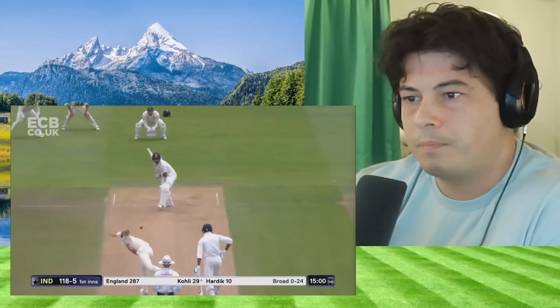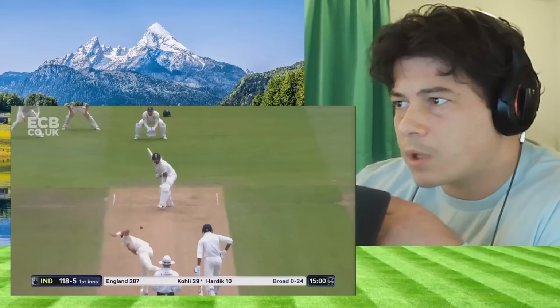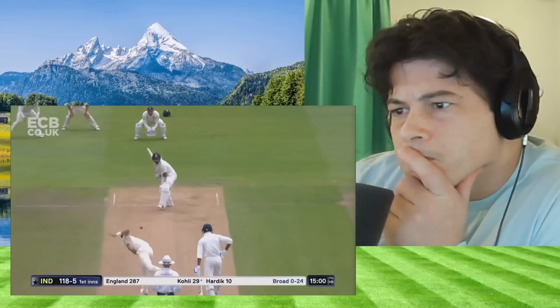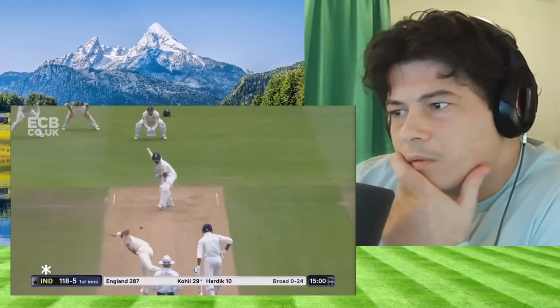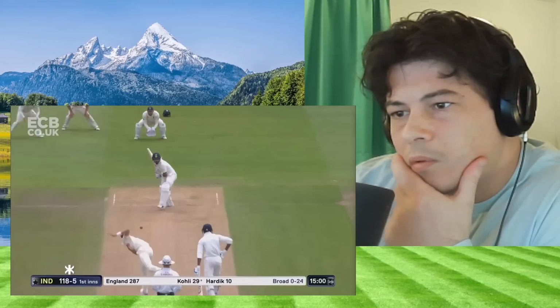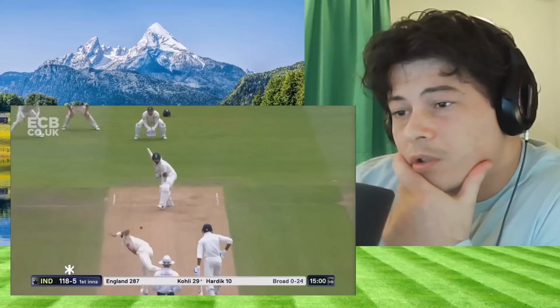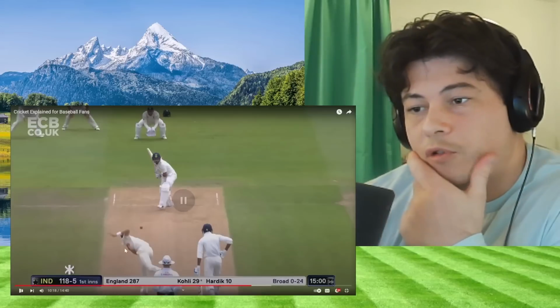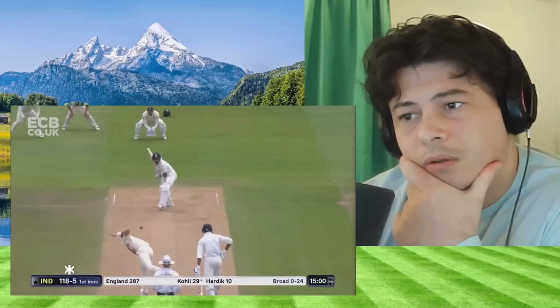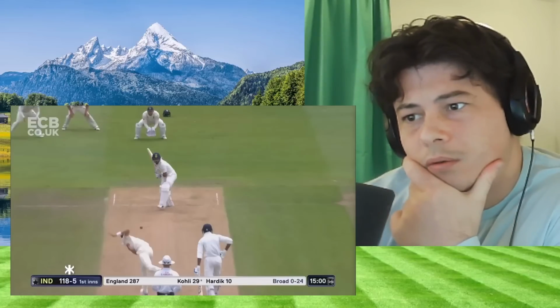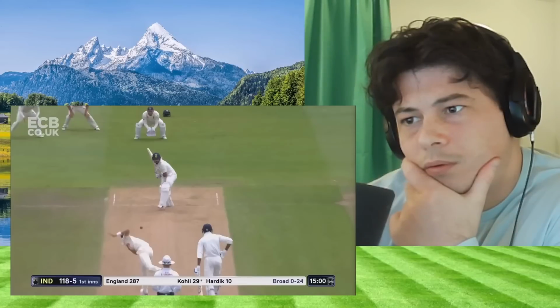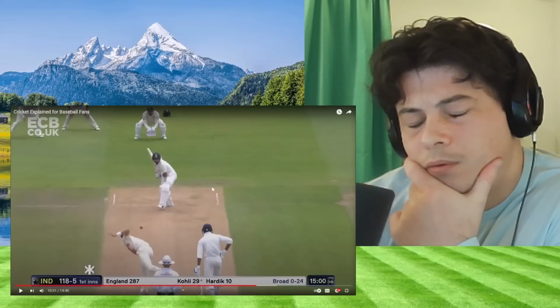Scorekeeping. All right, pay attention, because this is maybe the most confusing part of all of this. At the bottom of the screen, you'll see it says India 118 for 5. This does not mean the score is 118 runs for 5 overs. No, this means that India has scored 118 runs for 5 wickets, which means that 5 of their batters have been put out. Then it says first innings, so this is the first innings of this match.